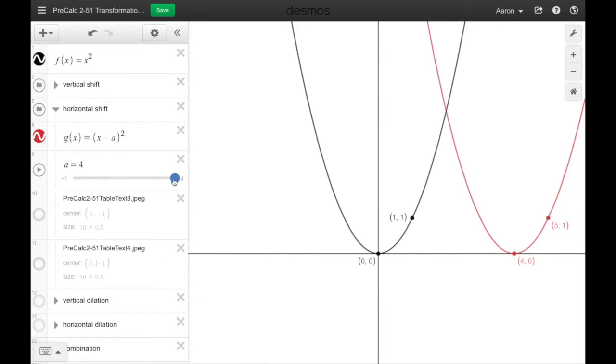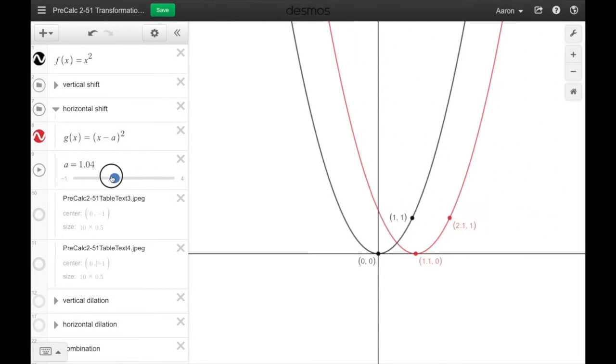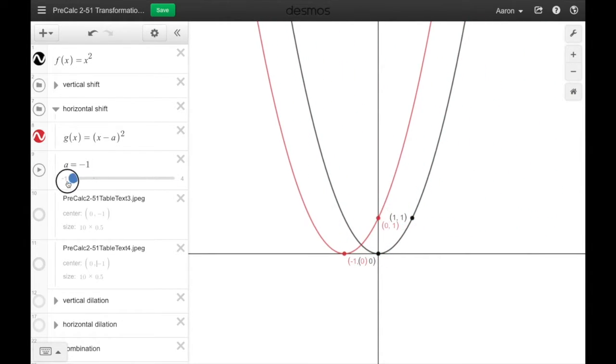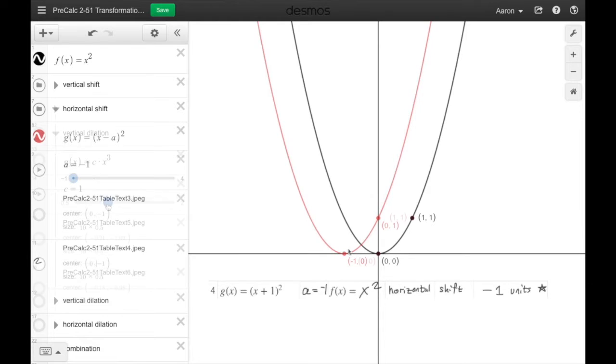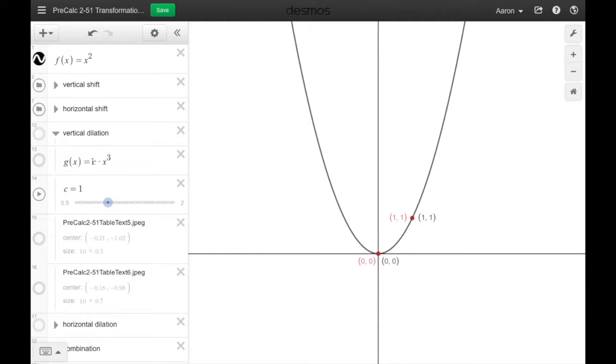Check out the next line. If you wanted to do plus 1, then the a value would have to be negative 1. When it's x plus 1 inside the parentheses, when it's x plus 1 being squared, the a value is negative 1, and you can see it's a horizontal shift of negative 1 units. I try to avoid right and left language because I think it's a bit easier to always say horizontal shift of negative 1 units. A different place for the number, let's say it's being multiplied out front.